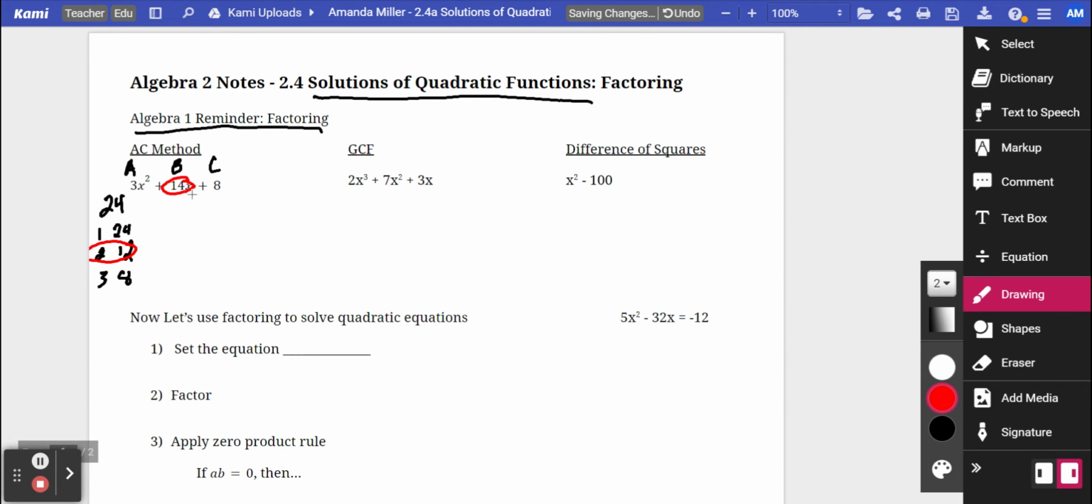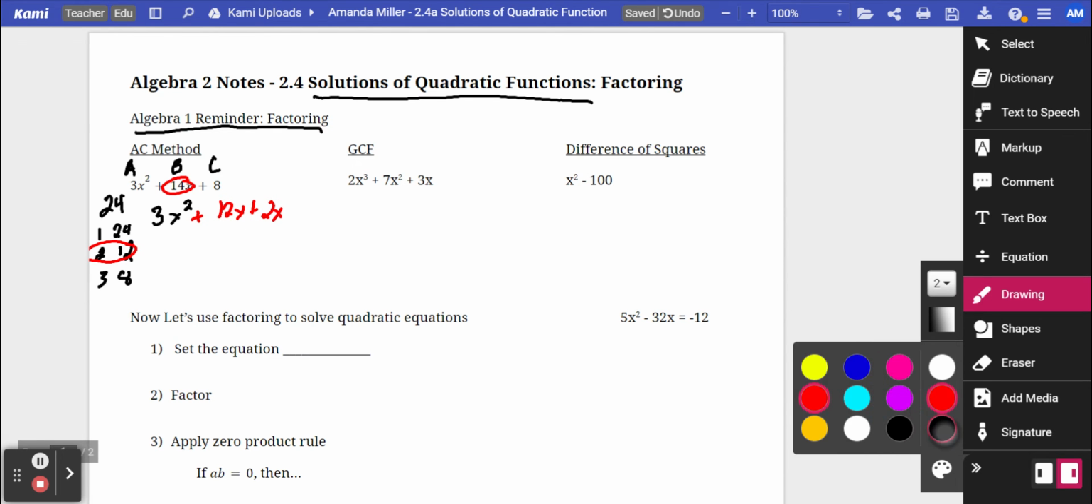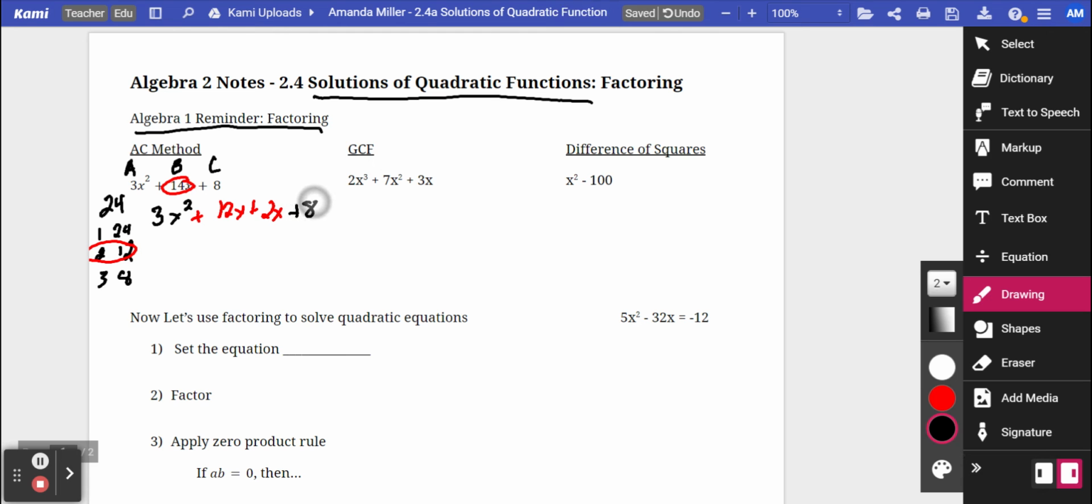Now that I know that set adds to get me 14, I'm going to split that 14 up. So I'll have 3x squared, and then instead of 14x, I'm going to have plus 12x plus 2x, and finally plus 8 on the end. Okay, all I did was I took the 14 and I wrote it as 12 and 2.